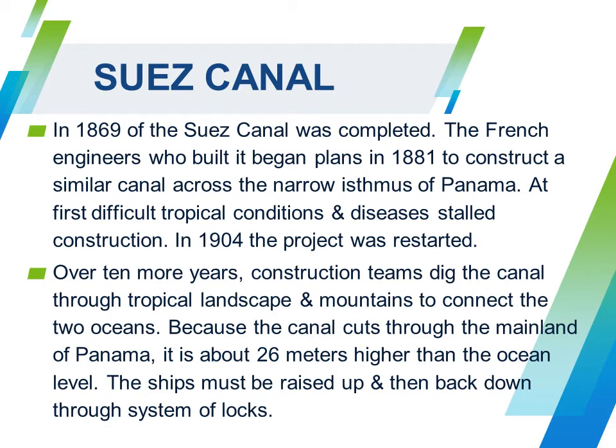Because the canal cuts through the mainland of Panama, it is about 26 meters higher than the ocean level. The ships must be raised up and then back down through the system of locks. Panama Canal still holds great strategic importance to the ships sailing from the Atlantic to the Pacific Ocean and vice versa.